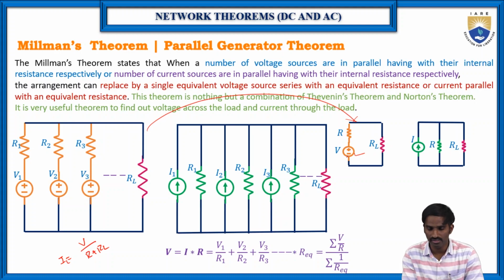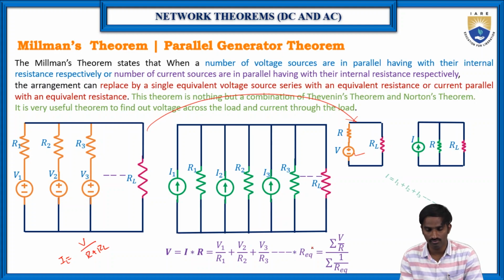Then how to find these V and R here is also very important, because this circuit looks like the Thevenin's equivalent circuit, but here this V is not the Thevenin's voltage, and R is not the Thevenin's resistance, right? So the procedure to calculate V and R is different from Thevenin's theorem. So how to find the V here? The V that we can find is V1 by R1 plus V2 by R2 plus V3 by R3. In this way we can find the V, and here R is the R equivalent.